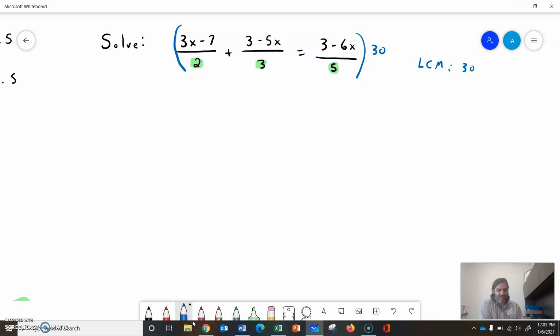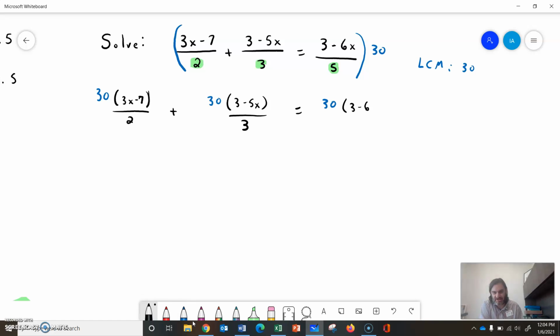The long story of that is we will have 30 times (3x minus 7) all over 2, plus 30 times (3 minus 5x) all over 3, and that will be equal to 30 times (3 minus 6x) all over 5.